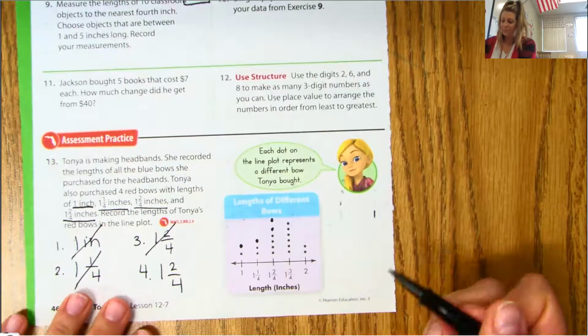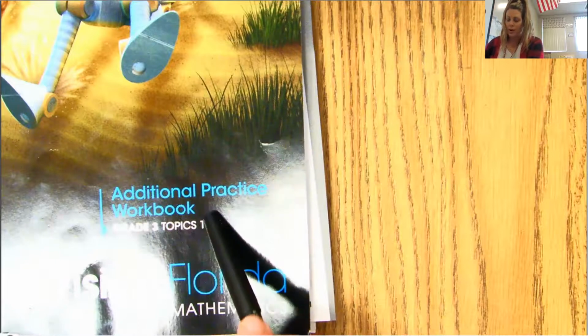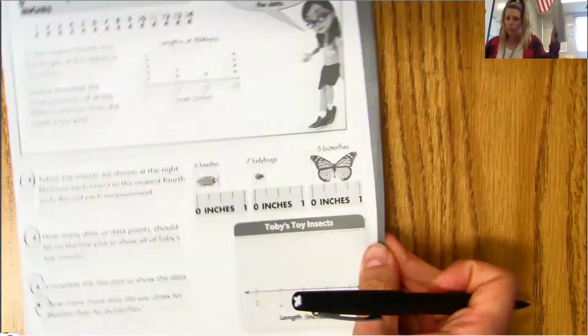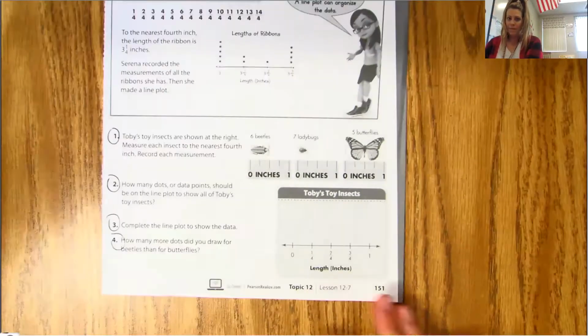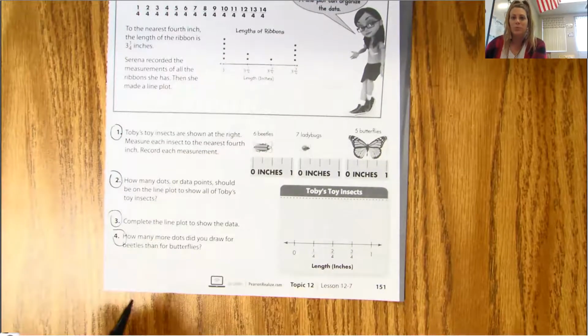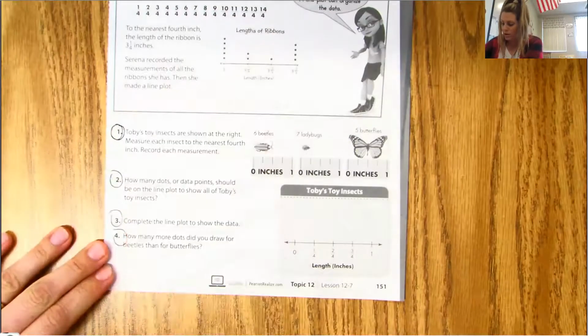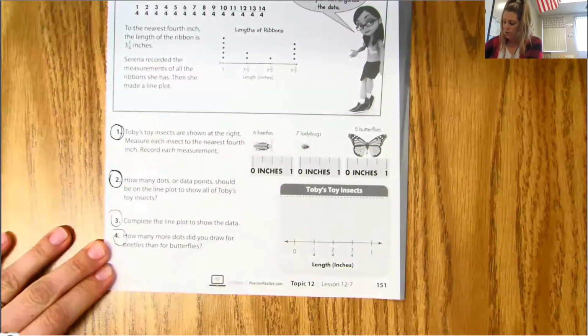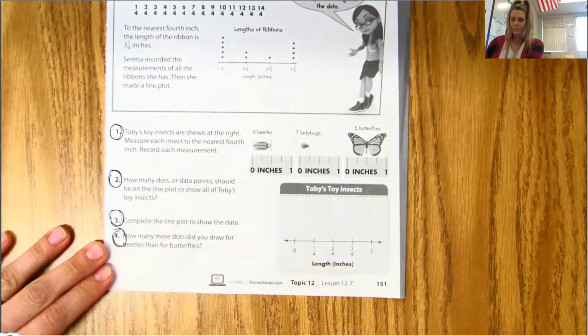Okay, guys? So hopefully you feel pretty good to work on your additional practice workbook page. So make sure you have your additional practice workbook page. And I want you to find 151. These are going to be the same types of problems we just did together, okay? So you are going to answer number 1, number 2, number 3, number 4. Okay, flip it over.